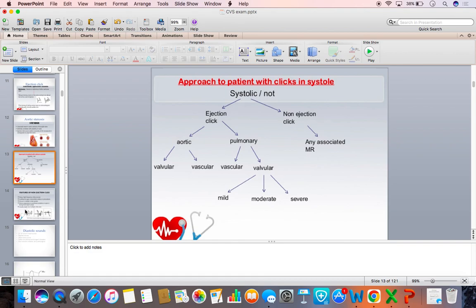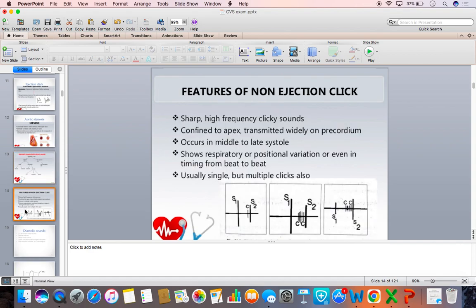Non-ejection clicks are generally seen in mitral regurgitation. They are heard all over the pericardium, not localized. The intensity of the click varies with the position of the patient. So as I told you, these are the features of non-ejection clicks.